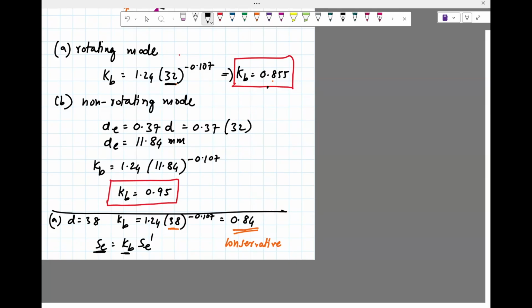In an exam, I would be fine with you using any of the values, unless I explicitly tell you to be more conservative. If I tell you to be more conservative, then you want to use this one. And if I tell you to be less conservative, then use this. This, by the way, is the less conservative one because I used a 32 mm diameter to compute it. If you had used 38, you'd end up with a value which is probably less than 0.95, but it's not a whole lot different. Okay, I hope that answers the question.